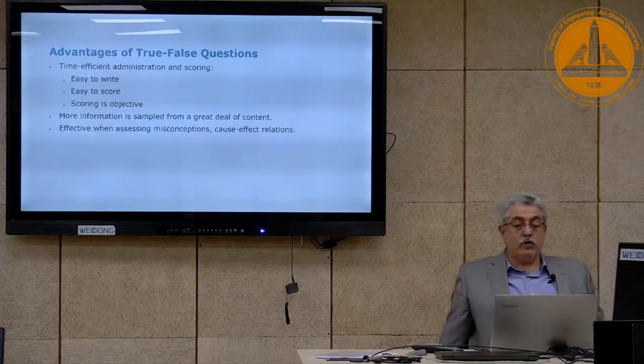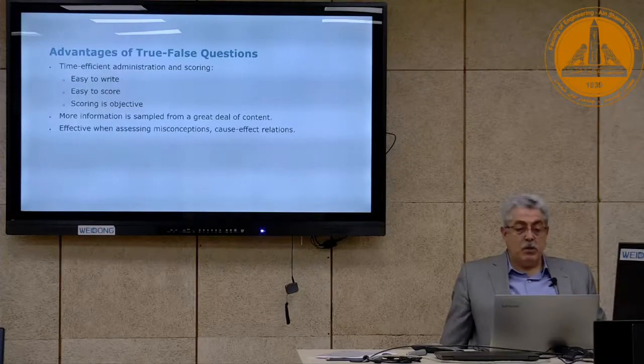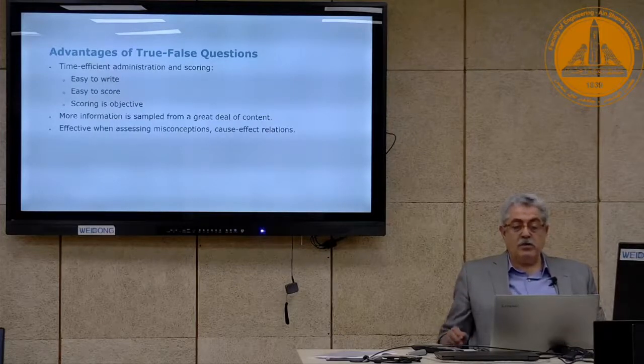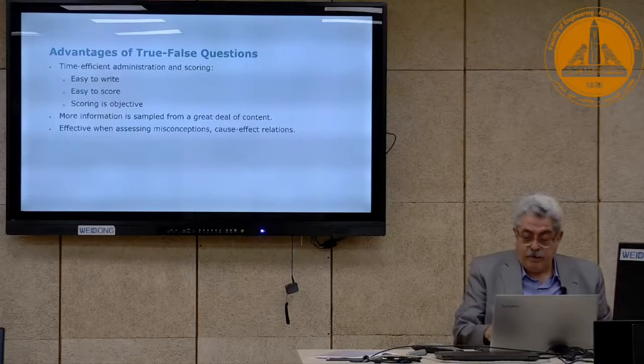Advantages of true-false questions: they are time-efficient in administration and scoring. Why? Because they are easy to write, easy to score, and scoring is objective. More information is sampled from a great deal of content. They are effective when assessing misconceptions and cause-effect relations.